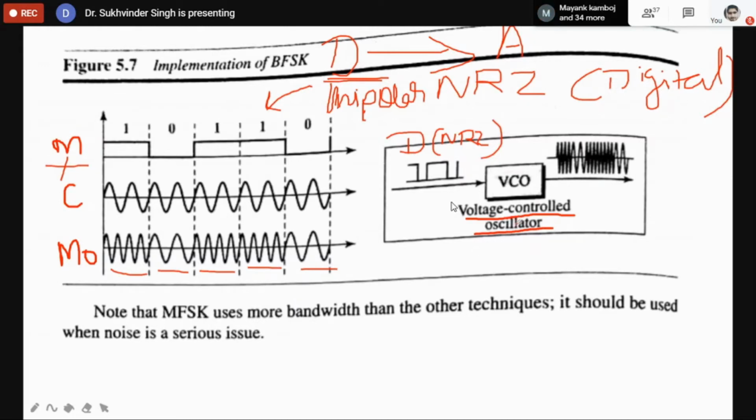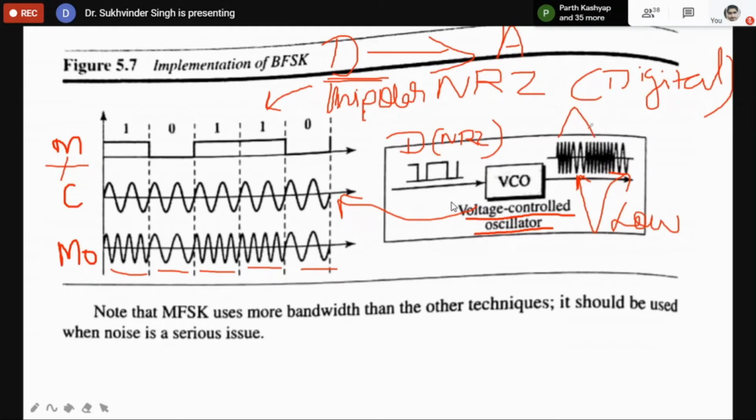Since it is an oscillator, it is capable of producing oscillating frequencies, and these oscillating frequencies are nothing but high frequencies. So when this digital signal, the NRZ polar scheme, is superimposed upon the carrier generated by the oscillator, at the end we get a modulated wave which has regions of low frequency as well as regions of high frequency.